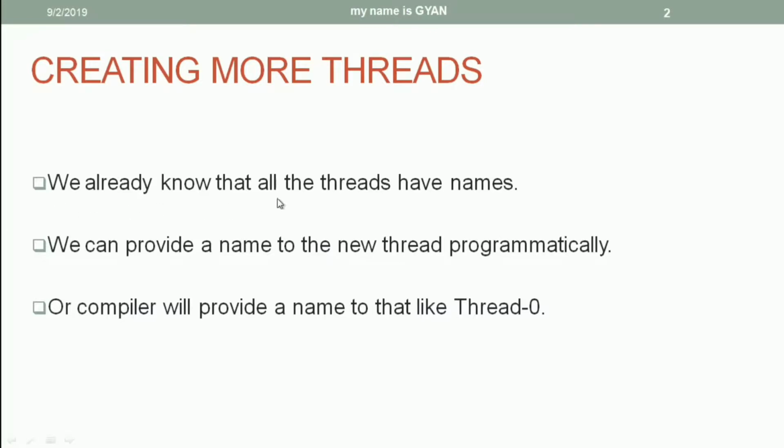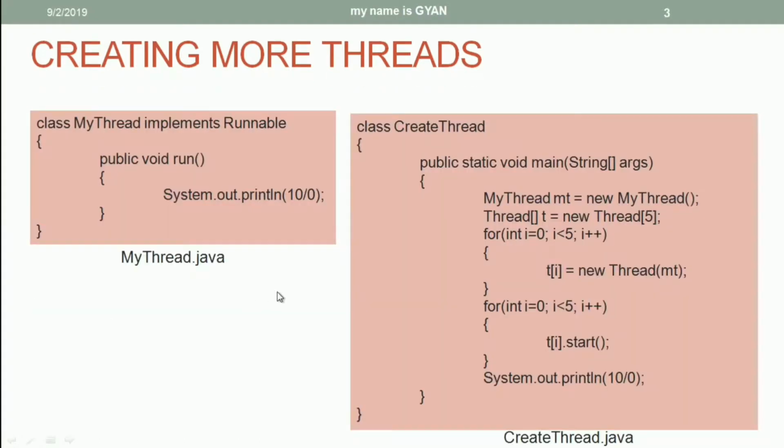We already know that all the threads have names, but we can provide a name to a new thread programmatically. Or if we do not provide the name programmatically, then the compiler will provide a name to that, like Thread-0, Thread-1, Thread-2, etc. Here in this case, we are going to create more than one thread.